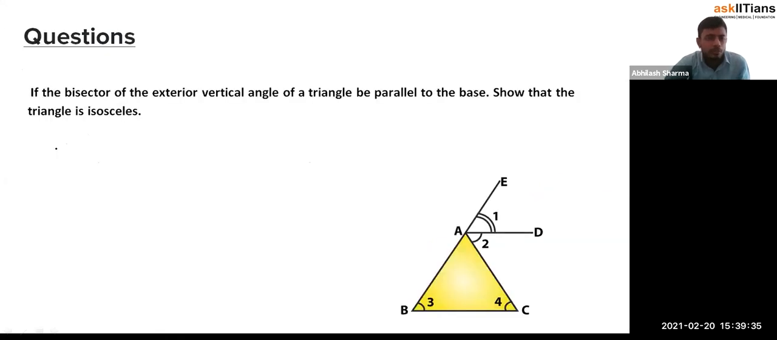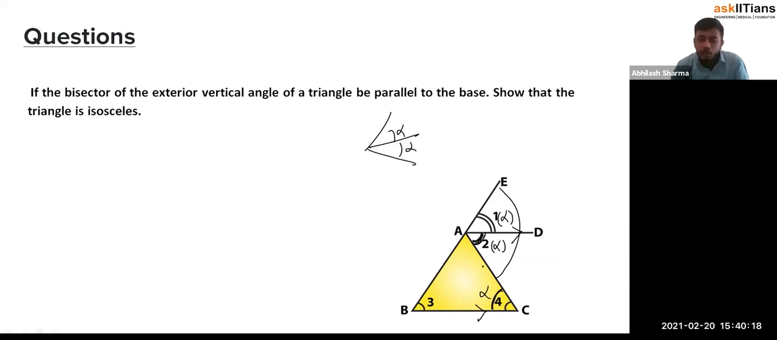Now, talking about this question: the bisector of the exterior vertical angle of a triangle is parallel to the base, show that the triangle is isosceles. So this exterior angle bisector is parallel to the base. What is the meaning of exterior angle bisector? It means that it bisects the exterior angle. So this complete angle is being bisected by it. So bisect means if this angle 2 is alpha, then this angle 1 will also be alpha, because bisect means it divides into two equal angles. Now if this is alpha, this will also be alpha.